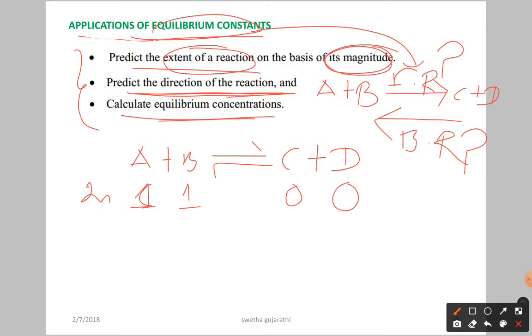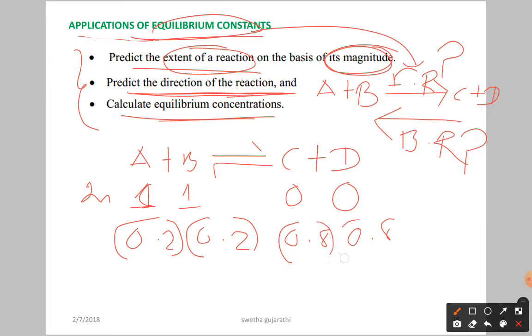After some time we reach equilibrium. Assume the concentrations at equilibrium are 0.2, 0.2, and 0.8, 0.8. At equilibrium you can come to know the concentration of reactants and products by using the equilibrium constant. These are the three applications we are going to discuss.